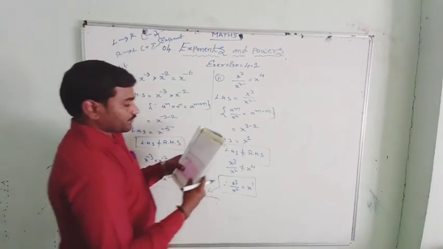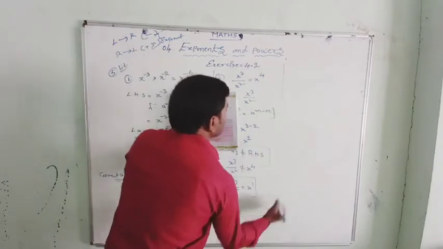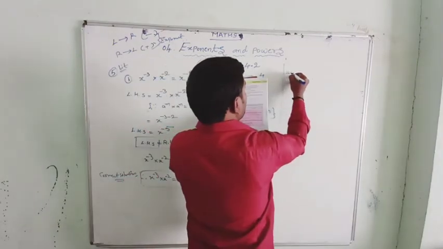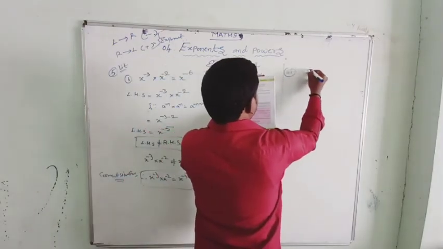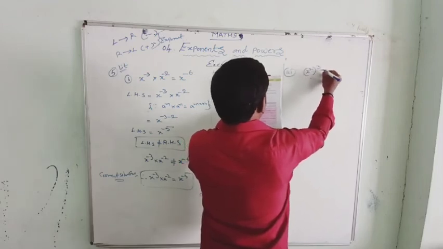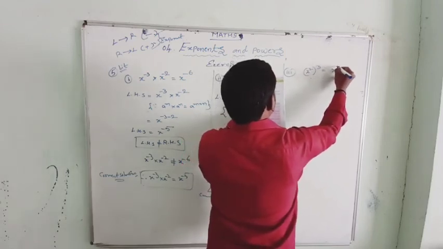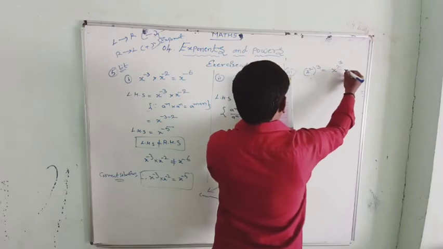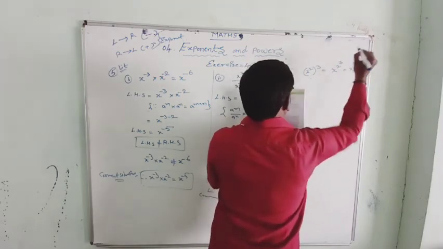Then the third one. See that: x to the power of 2 to the power of 3 equals x to the power of 2 to the power of 3, that equals x to the power of 86.